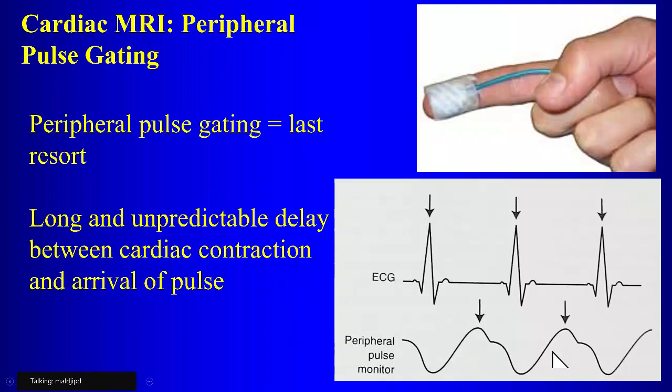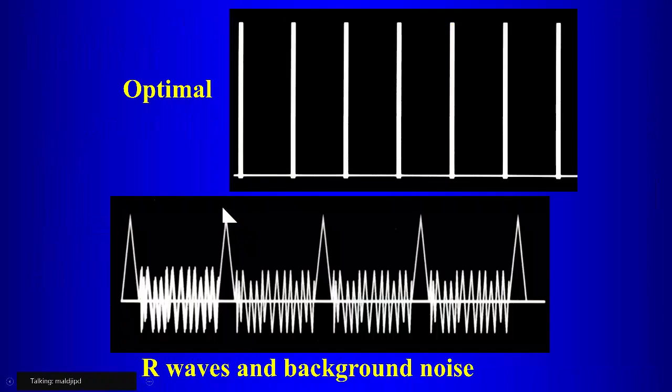So you see I've put them both together here. And so this can introduce all kinds of artifacts in your imaging. So this is to be used as a last resort if you absolutely can't establish good cardiac gating on the patient. So everything starts with good cardiac gating.